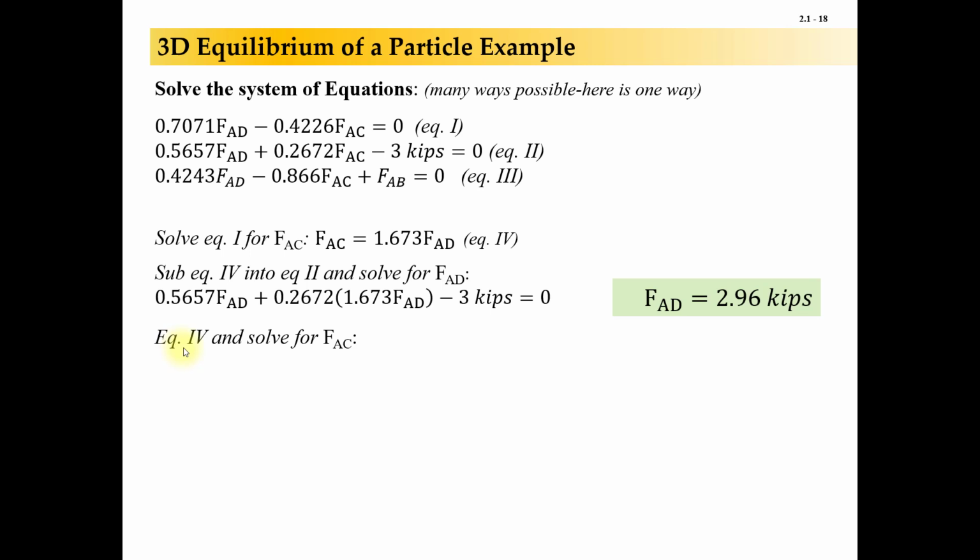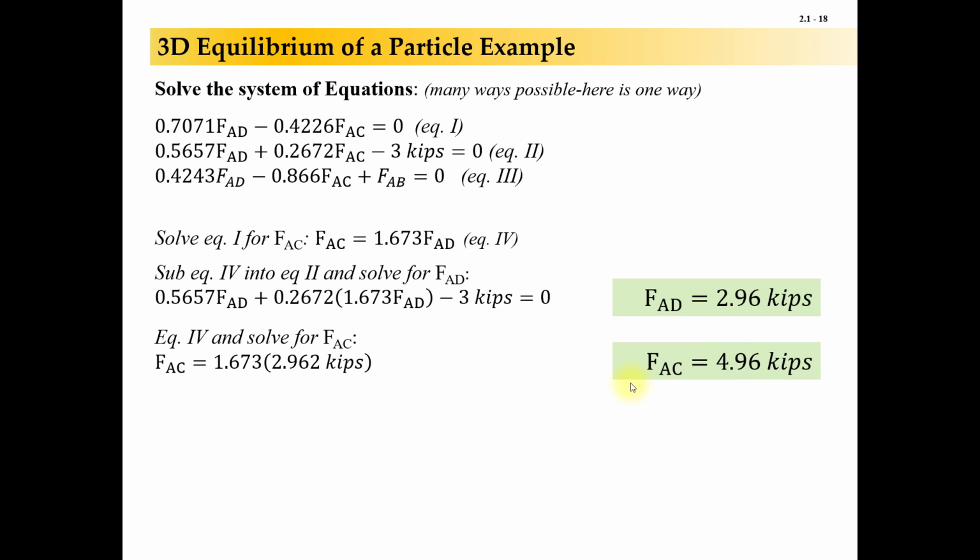Now we can solve equation 4 for FAC because equation 4 was pretty much ready to go for that. So I have 2.962. I'm keeping my significant figures, answering in 3, carrying 4 in my work. It's pretty good practice. 1.673 times 2.962 gives me 4.96 kips. That's a lot more. That's almost double the amount of force that was hanging in the first place. When cables are acting at angles, strange things start to happen.